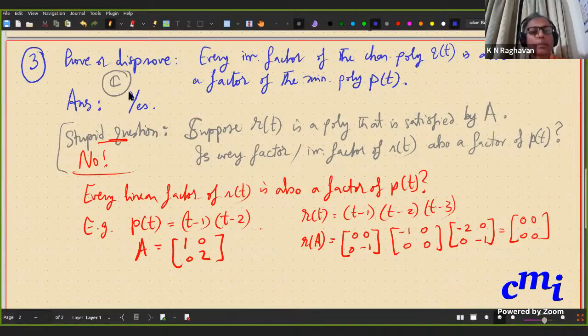Okay, let me ask: every factor of the characteristic polynomial is also a factor, without the irreducible. How about that? That's again a stupid question. So what is a counterexample to that? I'm giving you a hint. I'm saying it's a stupid question. So if I don't put this irreducible, every factor of the characteristic polynomial is also a factor of the minimal polynomial. What is wrong with that statement?